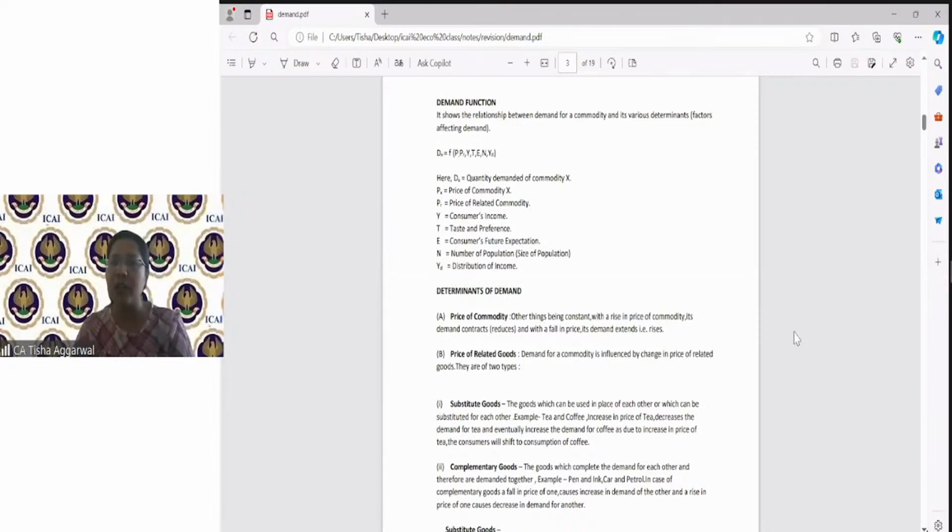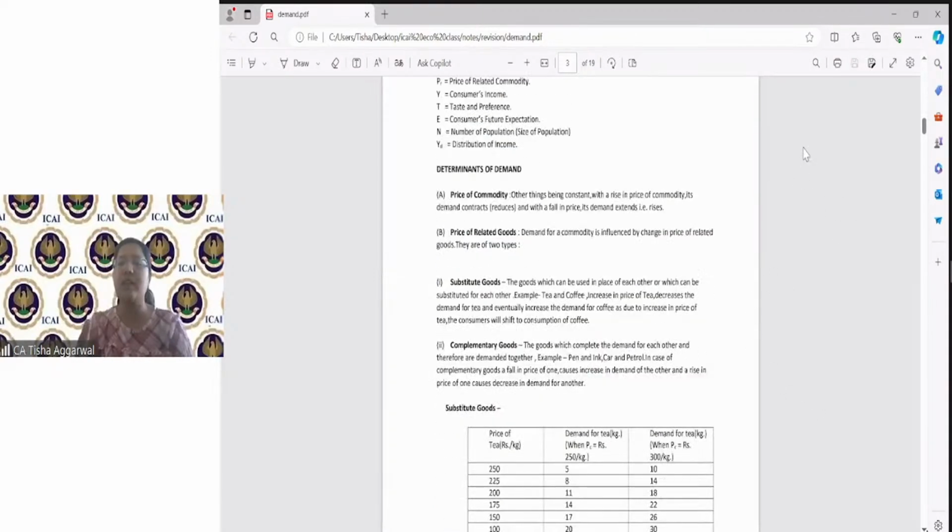So if I talk about the price, I'll just quickly take you through a review of that topic. Whenever the price increases, the demand reduces, and when the price reduces, demand increases. That's the basic fundamental, which also gives us the law of demand. The second point is the price of related goods. Herein we bifurcate the price of related goods into two parts, the substitute goods and the complementary goods.